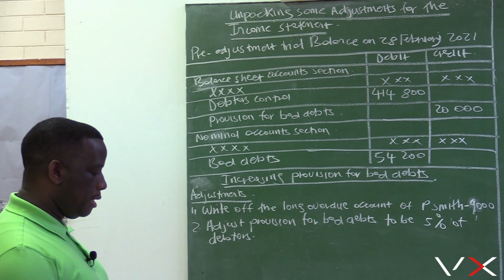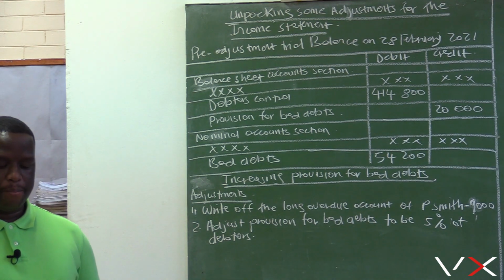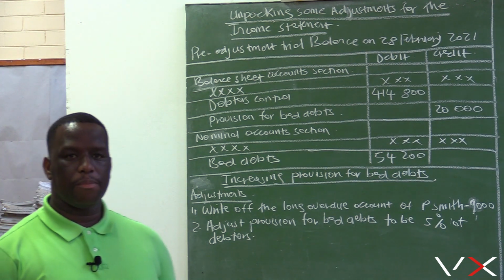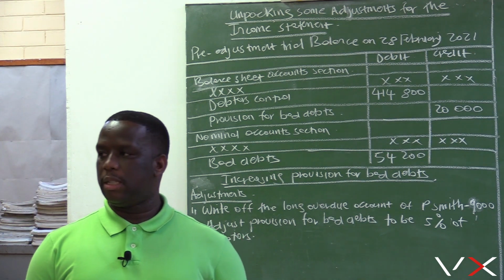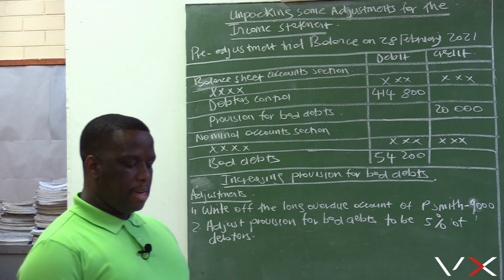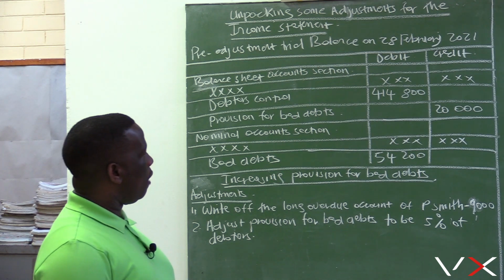Provision for bad debts is the total amount of doubtful debts that needs to be written off for the next accounting period.